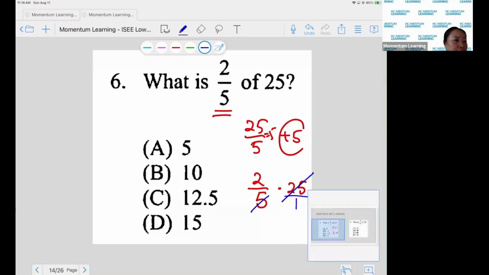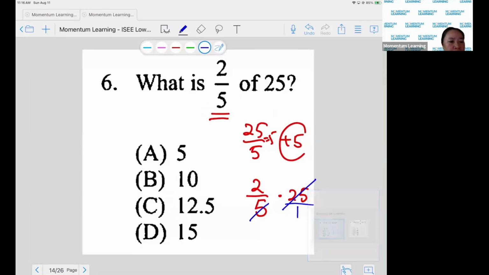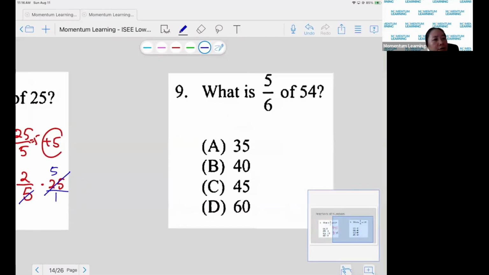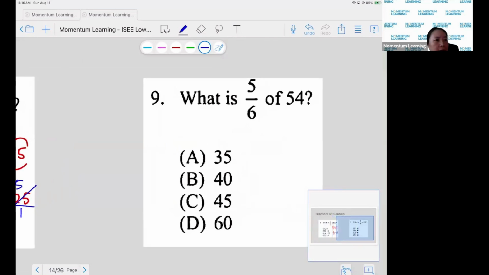So sometimes you have a shortcut. Instead of doing 2 times 25 divided by 5, we can simplify the 25 over 5 first, that's 5, and then that's 10. So we might see this a little bit different for the next question. What is 5 over 6 of 54?